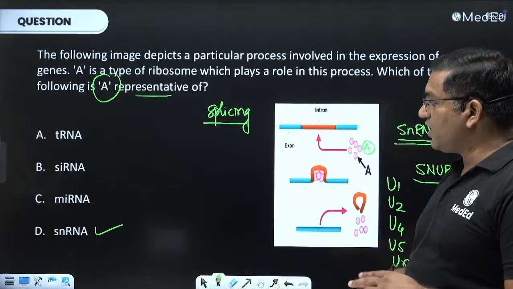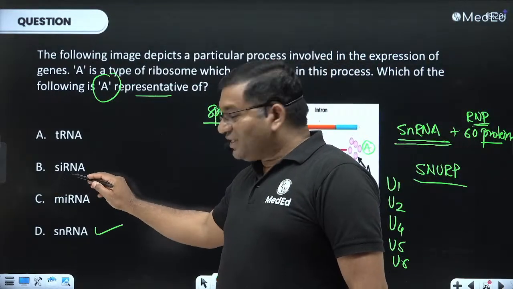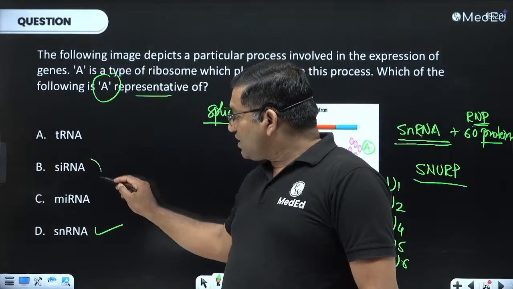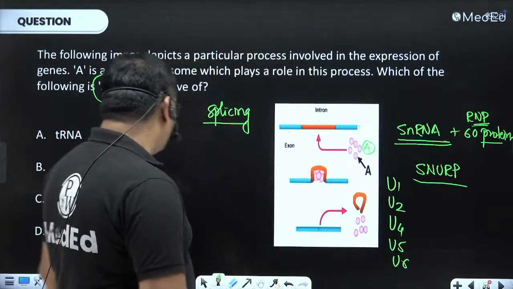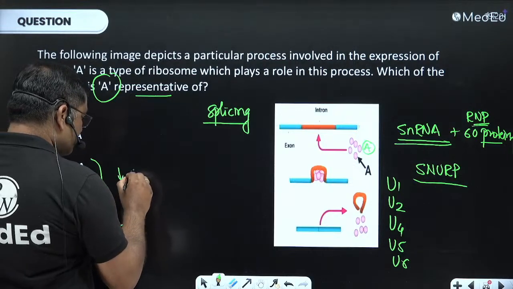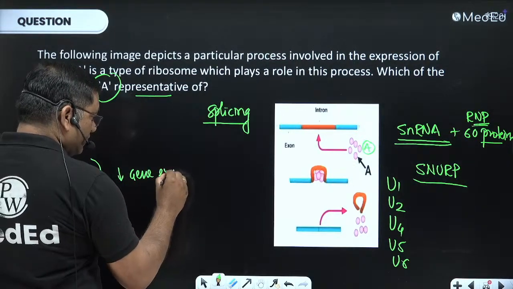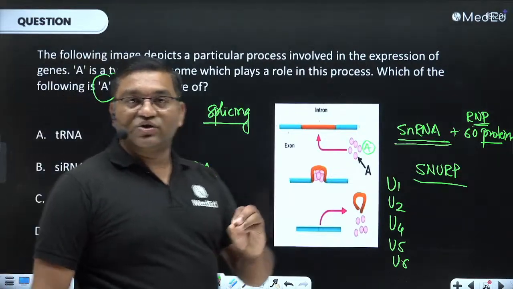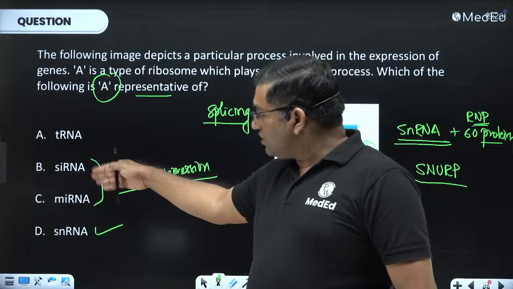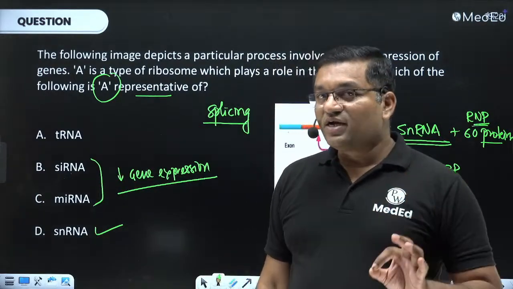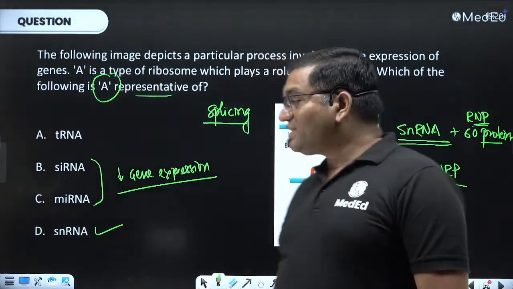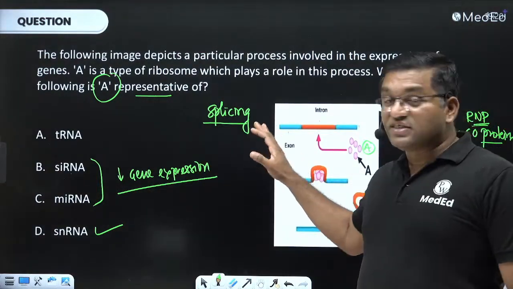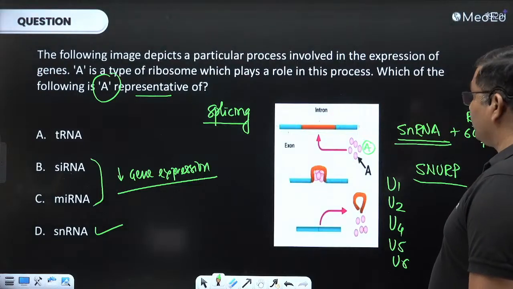Regarding siRNA, that is small interfering RNA or silencing RNA, and miRNA, these are responsible for the inhibition of gene expression, meaning decreased gene expression. They generally cause silencing of mRNA or degradation of mRNA. Just remember these two things regarding these two. snRNA, small nuclear RNA, is required for the post-transcriptional splicing of the mRNA.